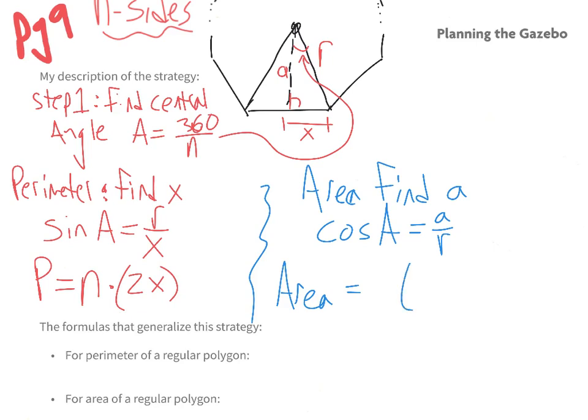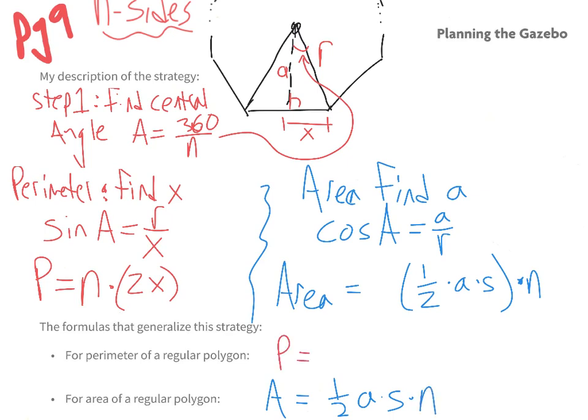So we have the triangle, which is 1/2 times the altitude times the side length, because you're going to have to find the side length. And then we're going to multiply that times the number of sides. Okay, so here's our equation for area. Turns out to be 1/2 the altitude, or the apothem, times the side length times the number of sides. And the perimeter is the number of sides times the side length. So S times N.